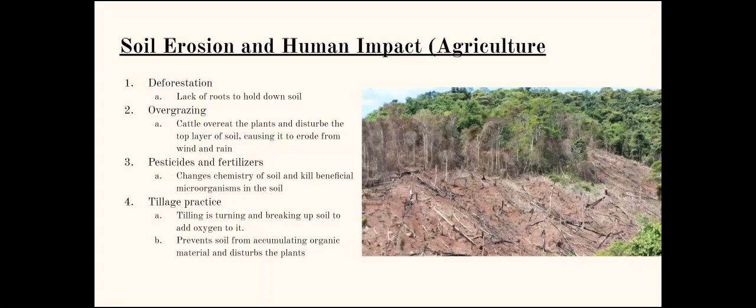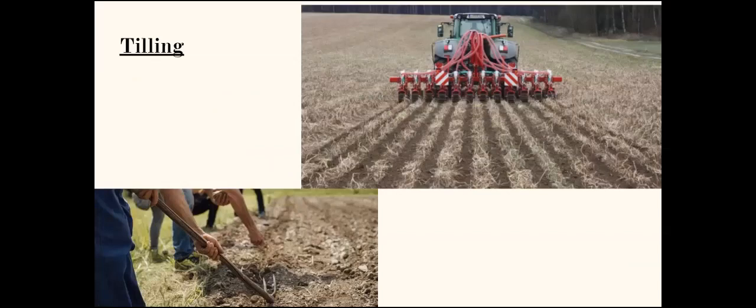And one thing that you might not be familiar with is tillage. Tillage is where farmers will turn and break up the soil to add oxygen. Doing this makes it very loose, makes it unable to gather organic material, and it can actually damage the plants. And this is an example of tilling.